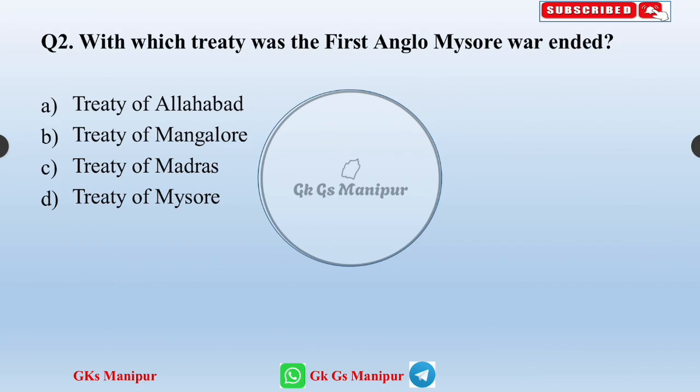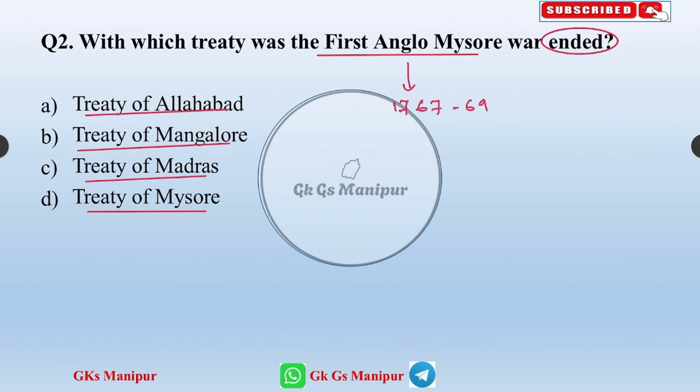Question number 2: which treaty ended the first Anglo-Mysore war? Option A, the Treaty of Allahabad; option B, the Treaty of Mangalore; option C, the Treaty of Madras; and option D, the Treaty of Mysore. The first Anglo-Mysore war was fought in 1767 to 69 between the British and Hyder Ali, and it ended with the Treaty of Madras. Here the correct option is option number C, Treaty of Madras.